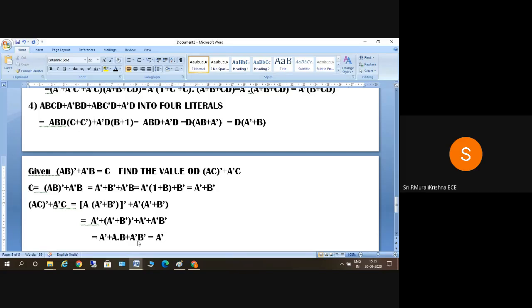And if I take A bar as common here, so what happens? 1 plus B bar, plus B bar, that is equal to A bar plus AB. So again I can simplify this: x plus x bar y is equal to x plus y. So A bar plus B. So that is the final answer.